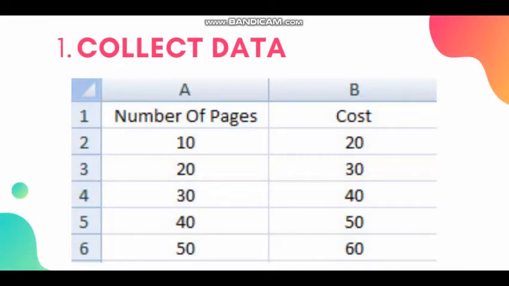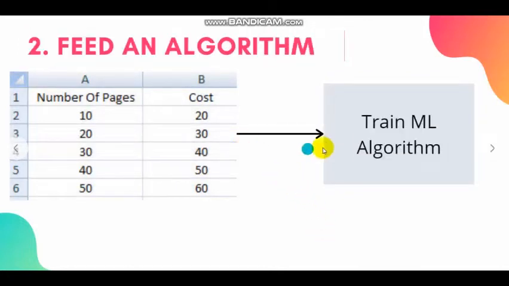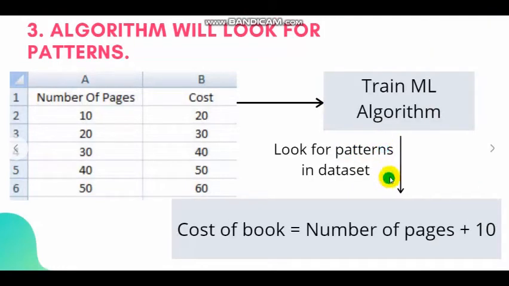So let's just say we have a data set of 5 records, and this column A over here tells the number of pages in the book, and this column over here tells the cost of the book. And now when we feed this data set to a machine learning algorithm, what the machine learning algorithm does is, it looks for patterns in the data set. And if we look at this data set, we can also come up with a pattern. The number of pages is 10 and the cost is 20. Number of pages is 20 and the cost is 30. Number of pages is 30 and the cost is 40.